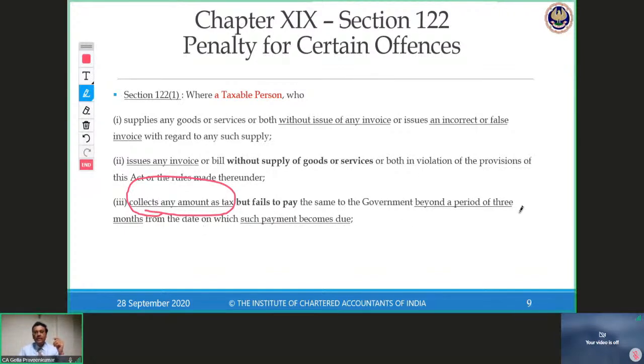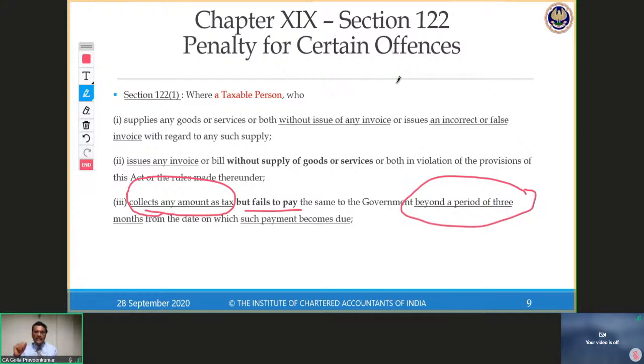How long? Beyond a period of 3 months, from the date on which such payment becomes due. The question comes here: Sir, I have collected the tax in the month of August 2019, and it was paid in March 2020. I collected in August but paid in March. Can I invoke penal provisions under this law? The clause says collects any amount but fails to pay. There is a failure to pay, but as on March I have paid. When I have paid, the penal provisions will not get attracted to this particular transaction.